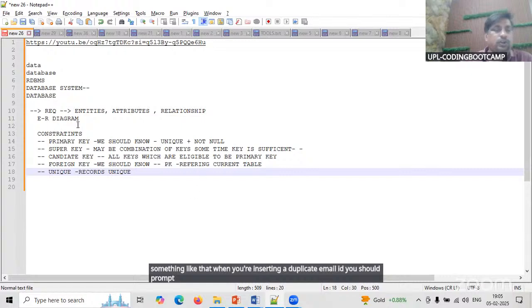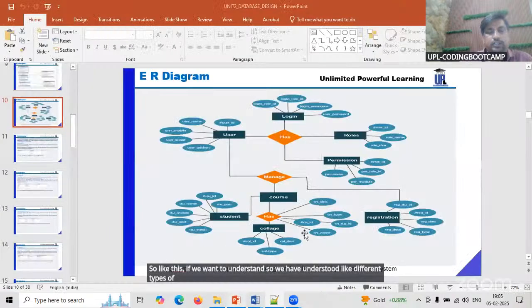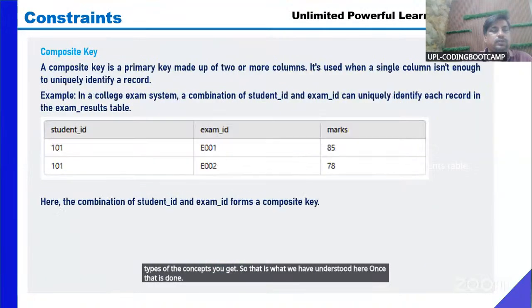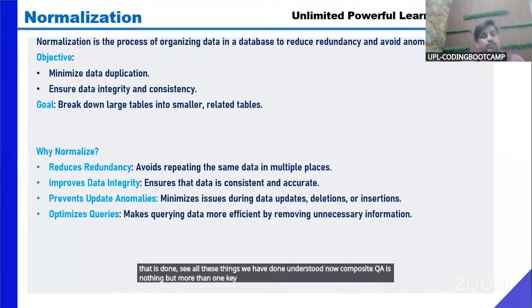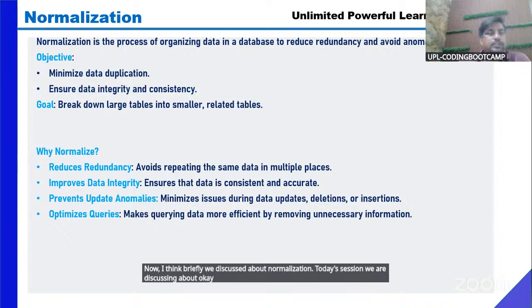So like this, we have understood different types of concepts here. Once that is done, see, all these things we have understood. Now, composite key is nothing but more than one key. Now, I think briefly we discussed normalization. In today's session, if I am a person who wants to design the database, what exactly we are trying to do, that is called normalization.